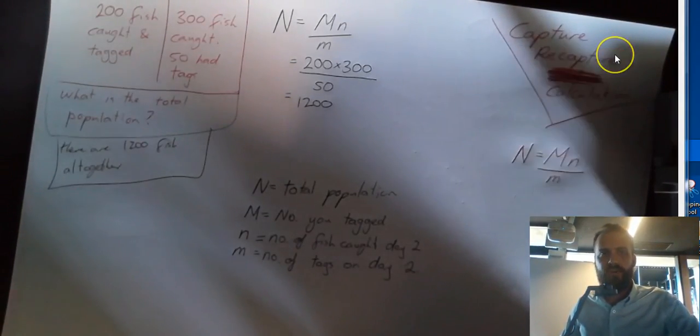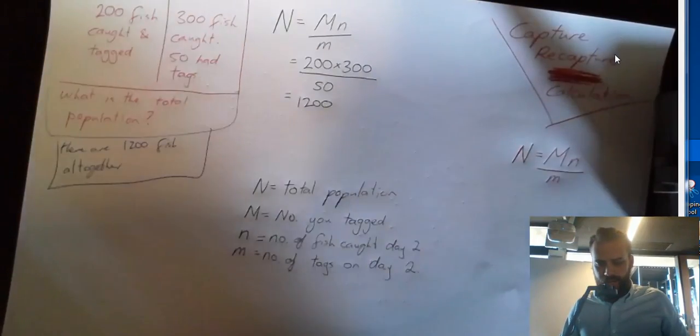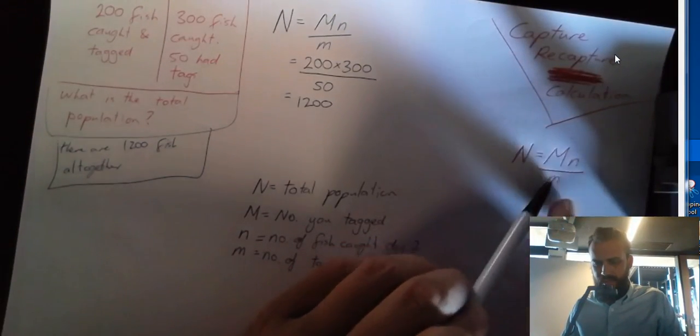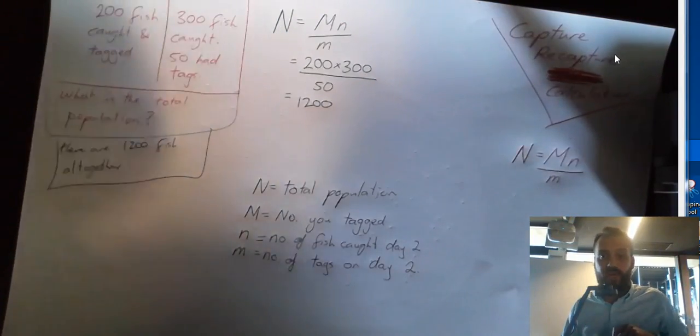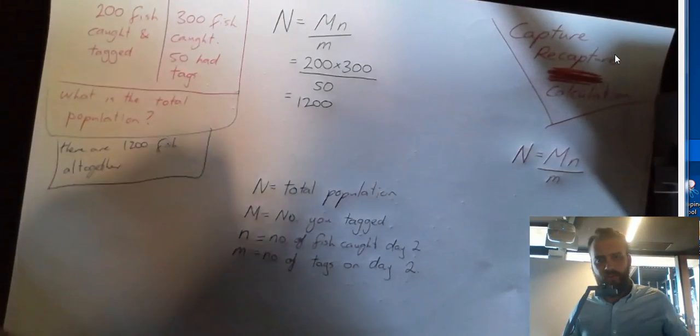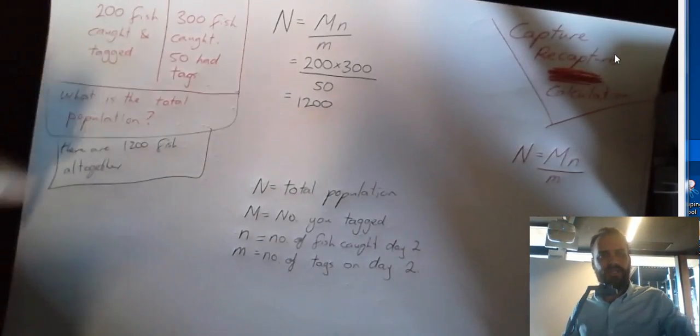Alright, that's capture recapture. That's how it works. Now, obviously, we might ask you to find this, this, or this, in which case you'd have to be able to rearrange that formula. Now, if you're not sure about how to rearrange that formula, that's a conversation for in class.